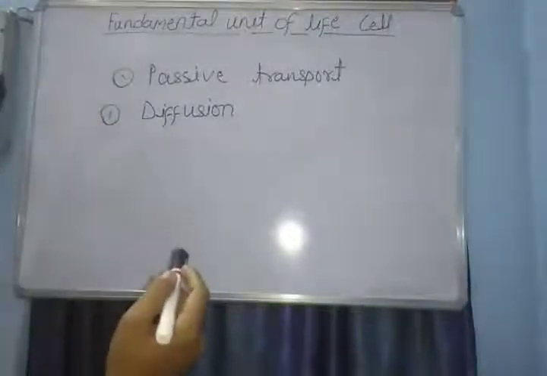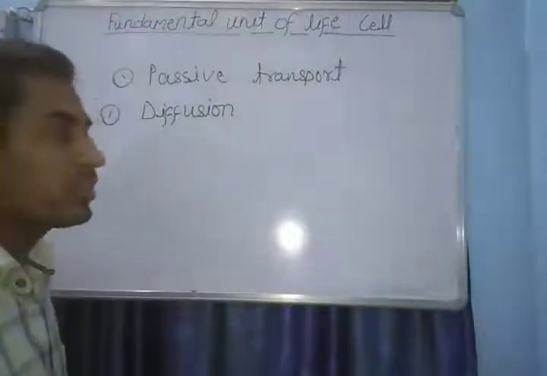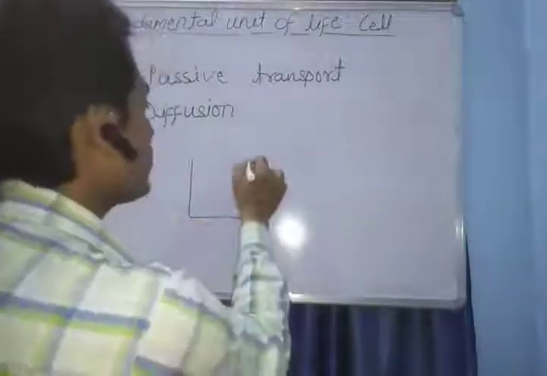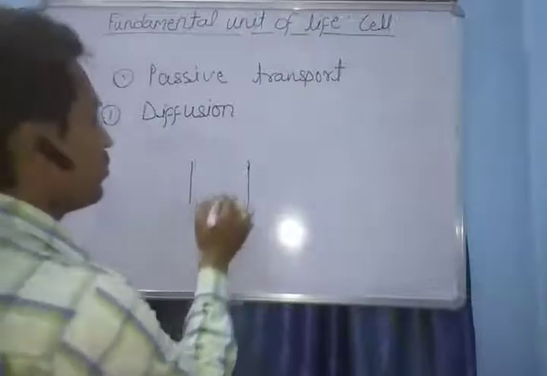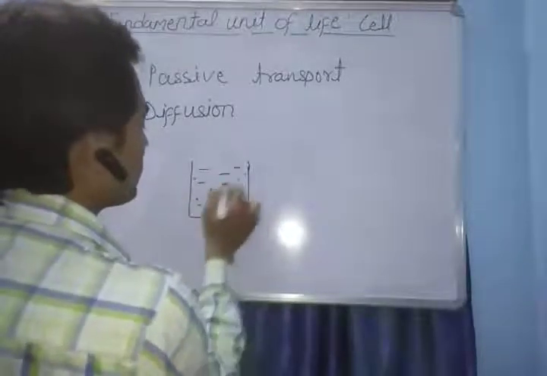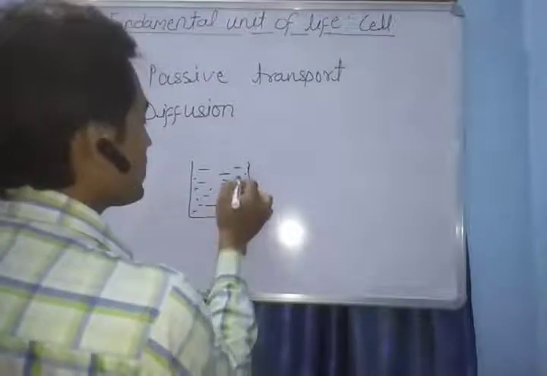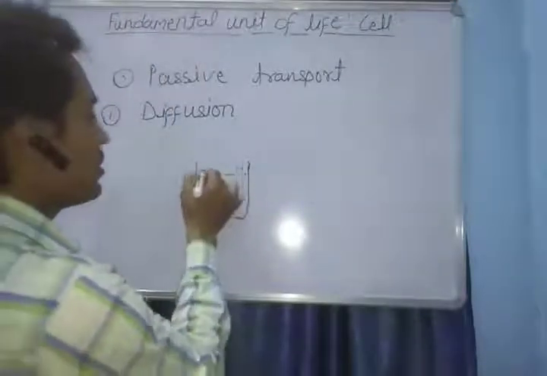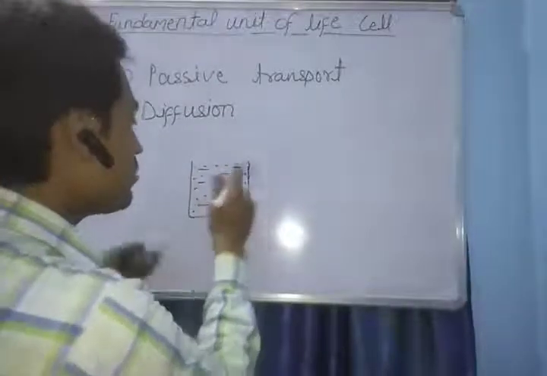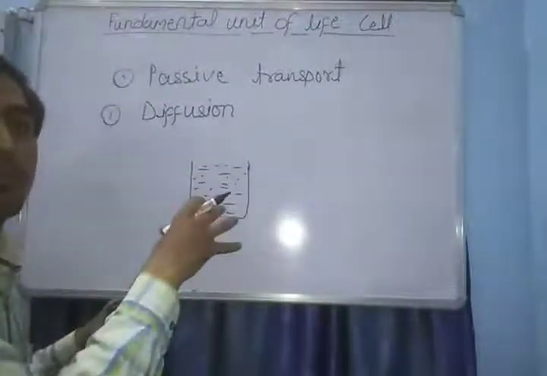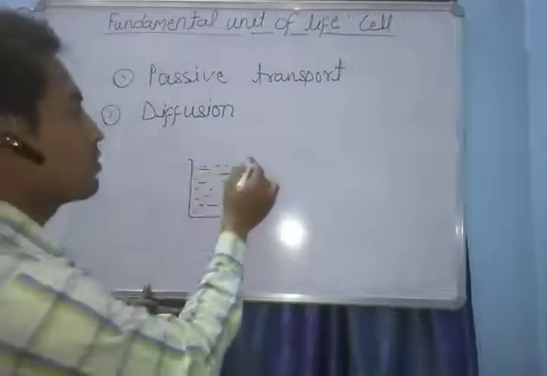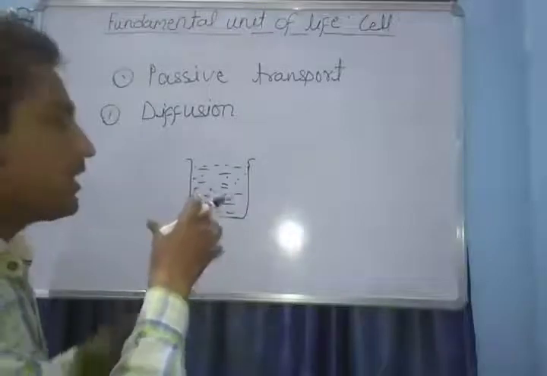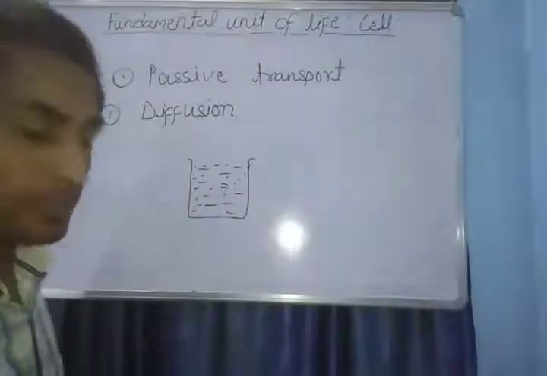In the case of liquid, when we put potassium permanganate in water, what will happen? Just after some time, potassium permanganate is distributed throughout the beaker, throughout the water, and it equalizes the concentration.